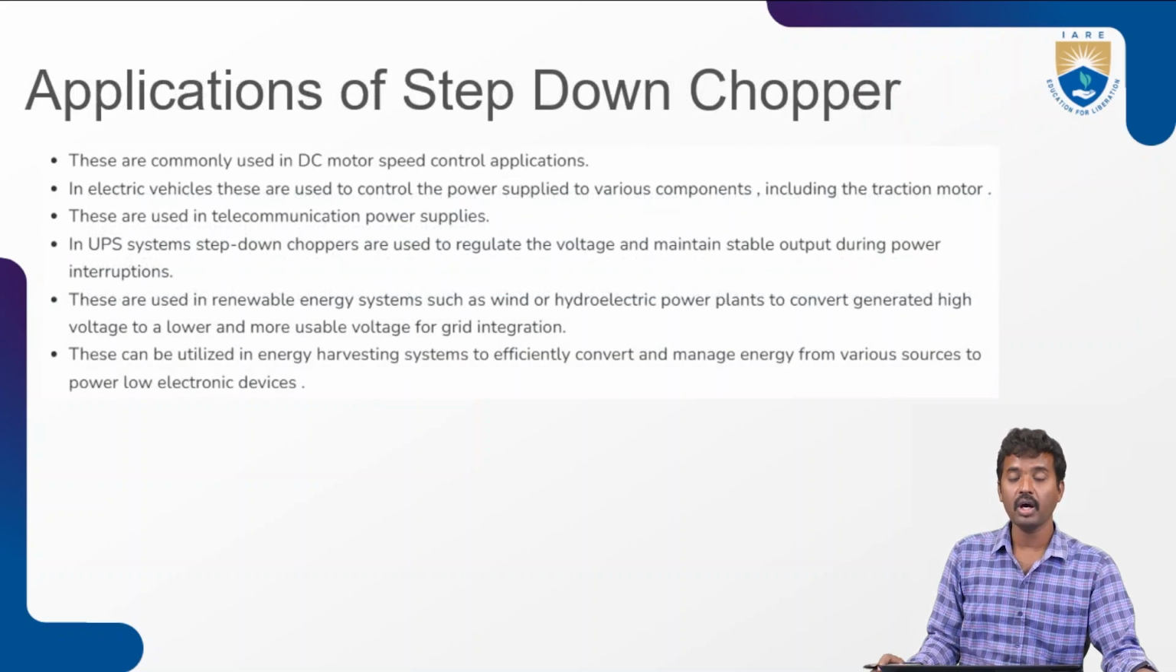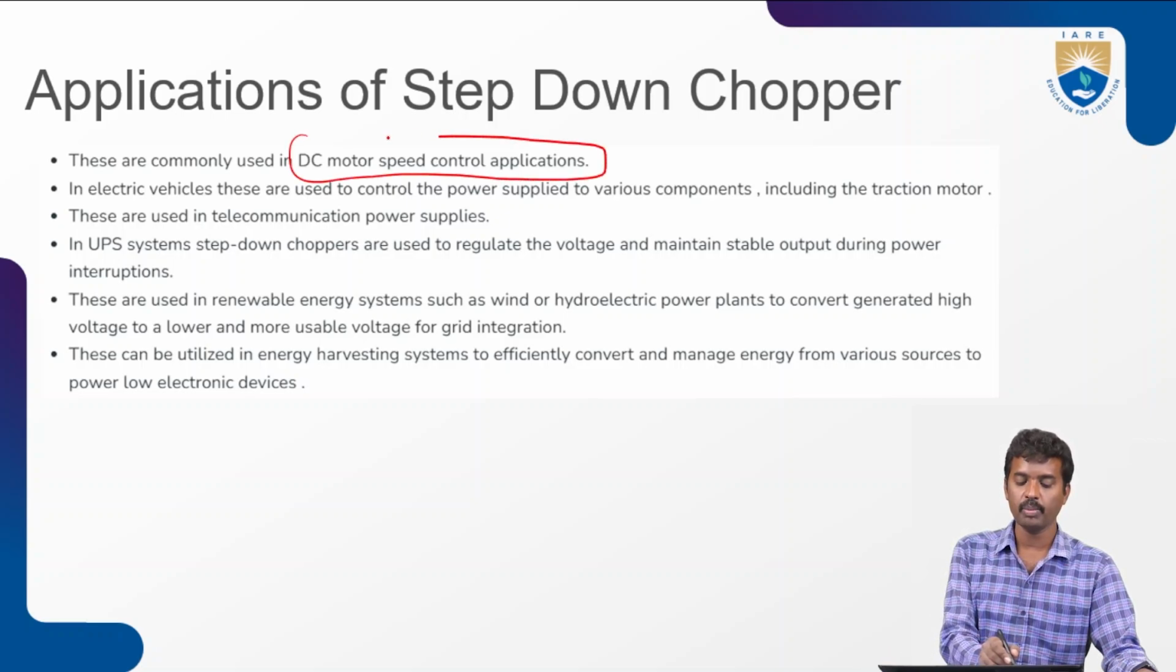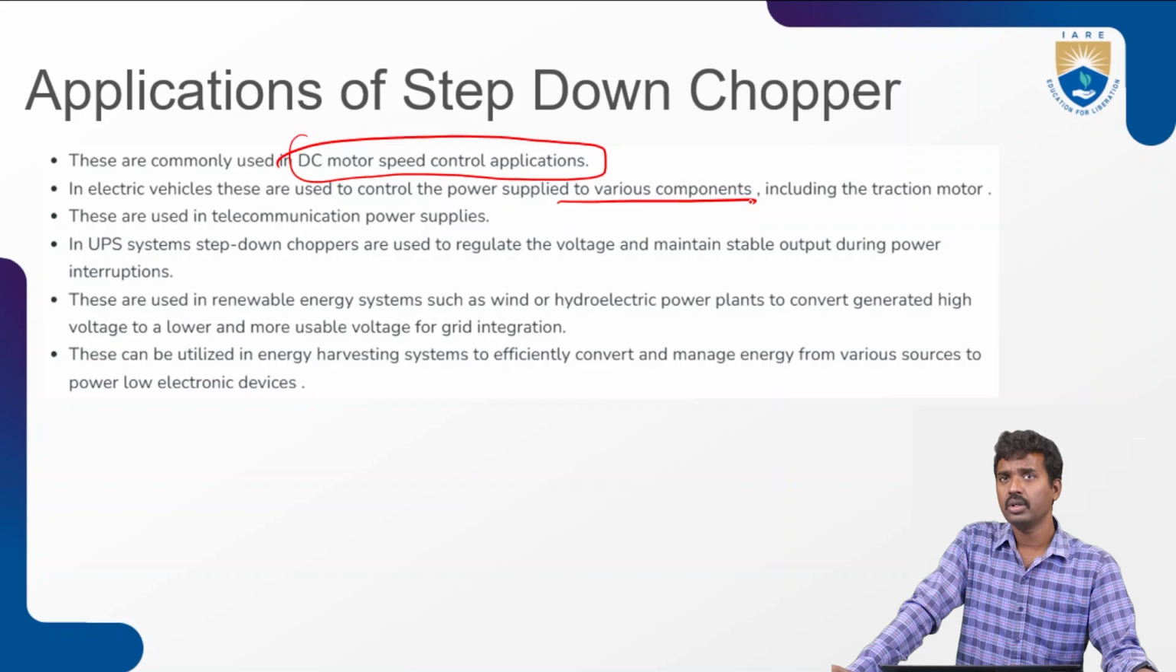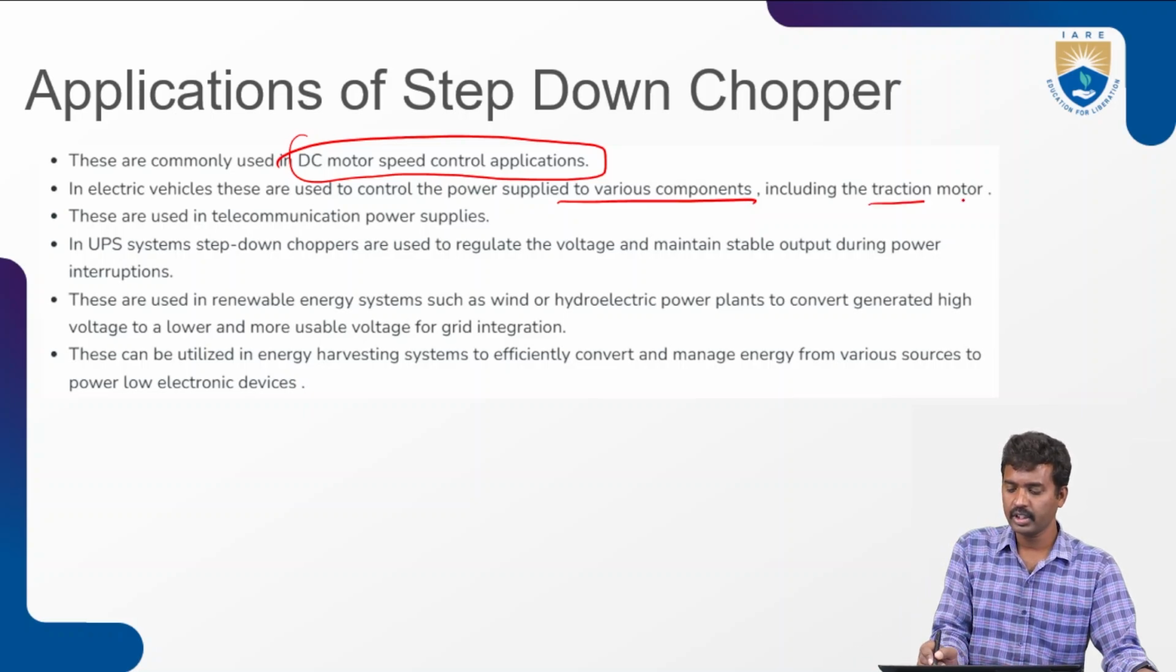And now, what are the applications, we know very well. It is commonly used in DC motor speed control applications. And next, electric vehicles, the EV. In electric vehicles, they are used to control power supplied to various components including the traction motor.